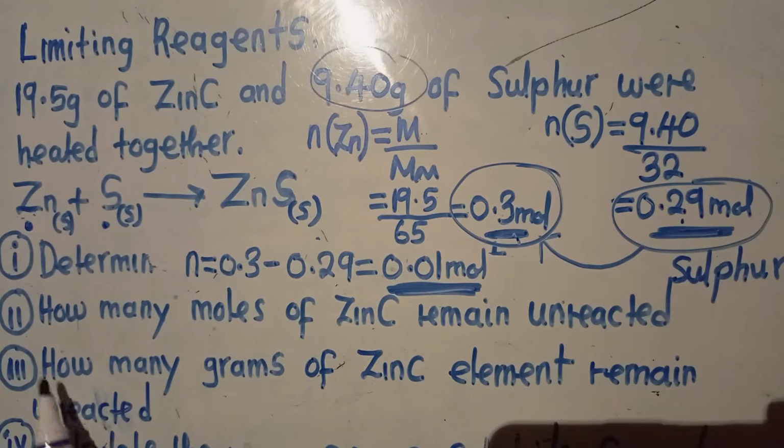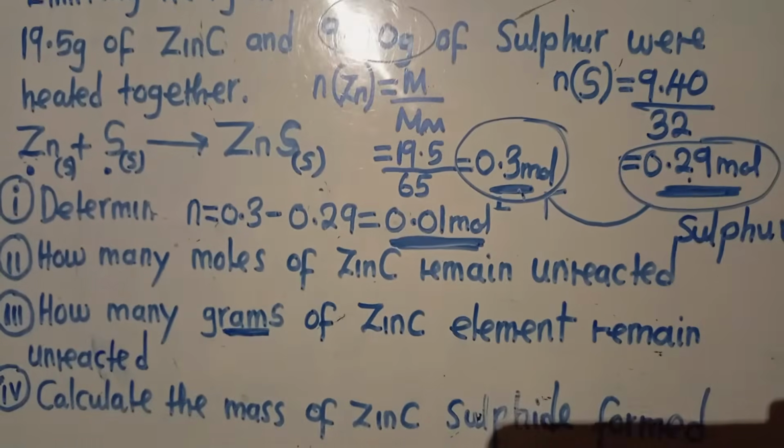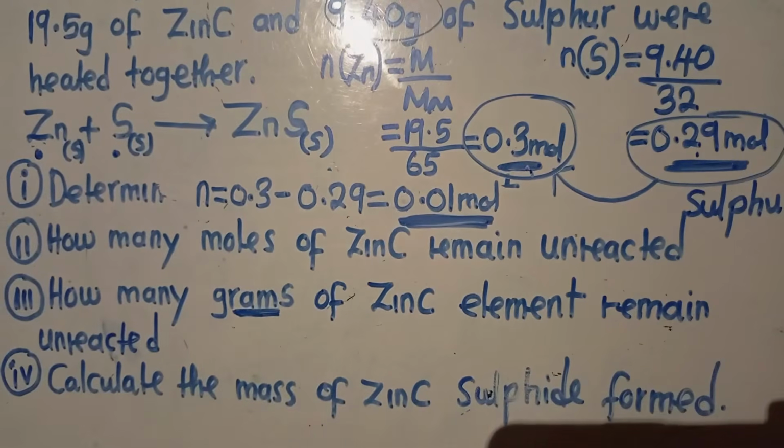We move now to the other question, which says how many grams of zinc element remain unreacted. So now they want us to calculate how many grams. They want us to calculate the number of grams, meaning they want us to calculate mass.